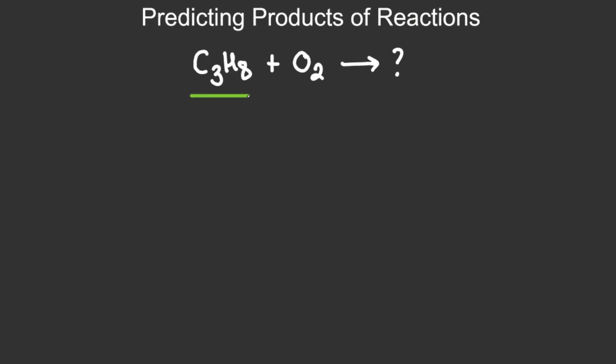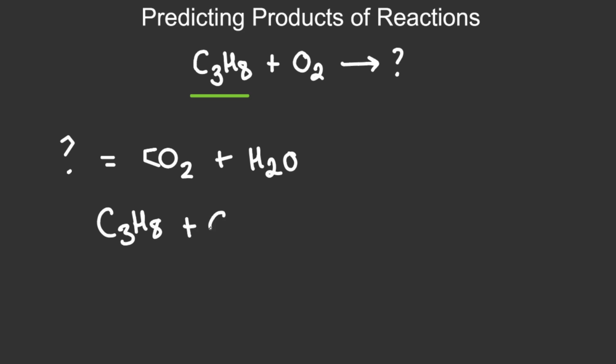We have a hydrocarbon, and we also have oxygen. This is a combustion reaction because a hydrocarbon is reacting with oxygen. So the products are really not going to change. They're going to stay the same as CO2 and H2O. So let's write this out really quick. So we have C₃H₈ plus O2 to CO2 and H2O.